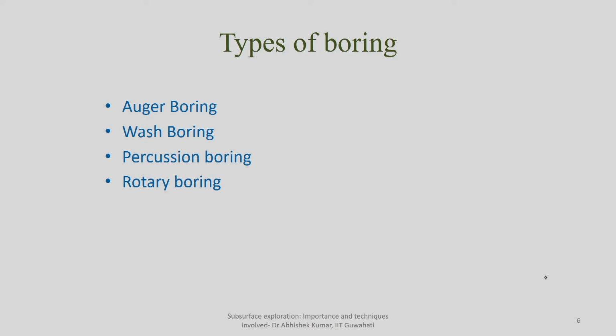So different methods of boring are there. One is auger boring, second is wash boring, third is percussion boring, and the fourth is rotary boring. These are four different methods, because it is not possible to collect the soil sample continuously throughout your depth of interest. Whenever you require sampling, there are ways to do it, but on an average, if you go for 20 meter depth, you will not collect soil samples throughout the 20 meters. In between every interval of soil sample collection, you have to proceed with the boring.